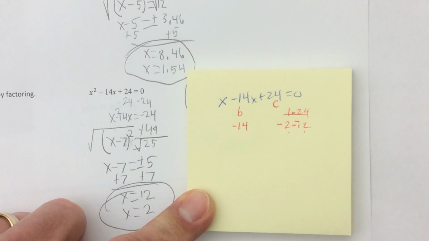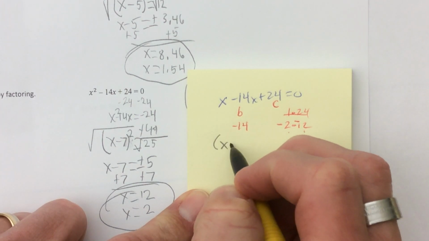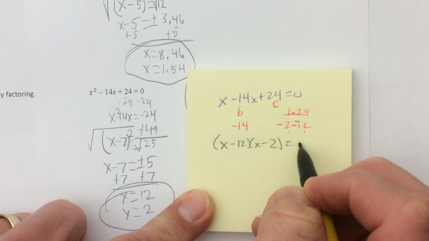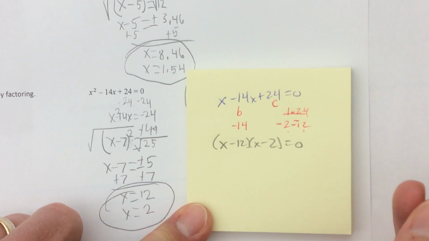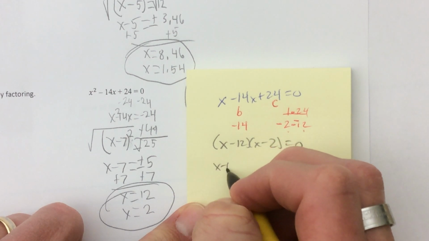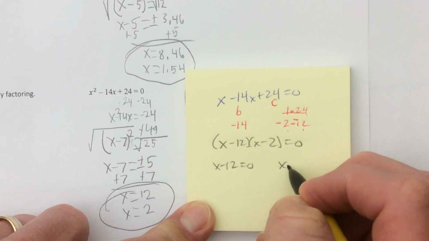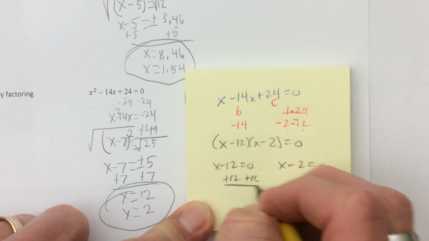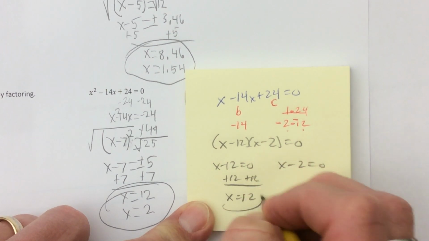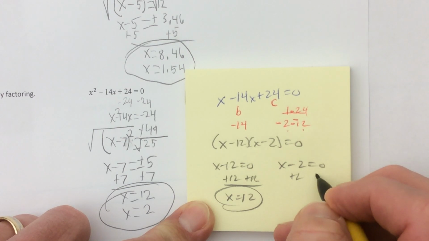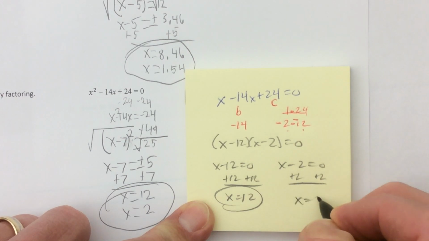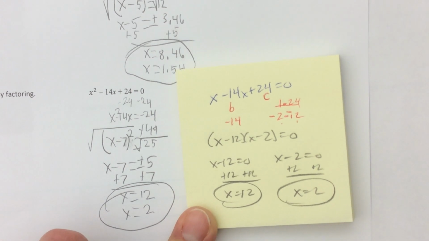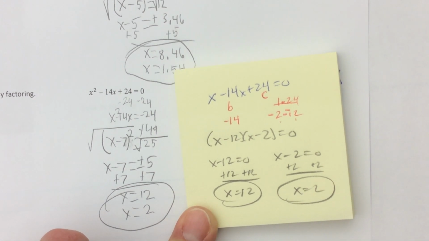So when I factor this polynomial, it becomes x minus 12 times x minus 2 equals 0. To solve it, I take each factor and I set it equal to 0. And I just solve the resulting equation using inverse operations. So I get one answer of x equals 12 and one answer of x equals 2. And it's done. And that's only because this one is factorable.